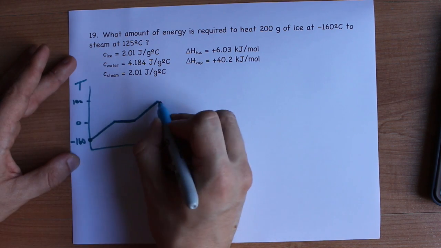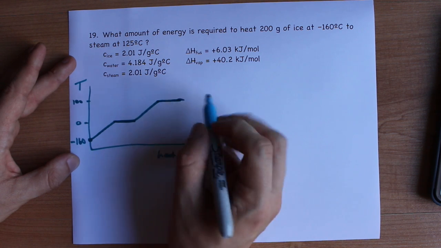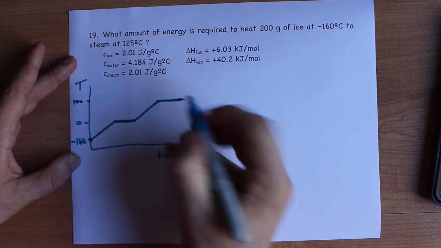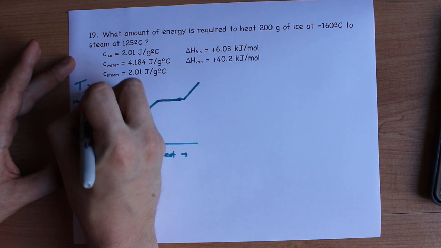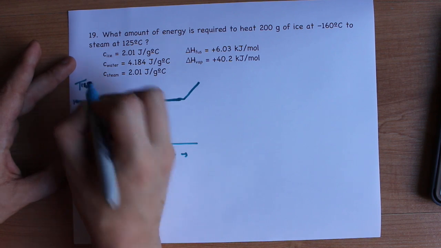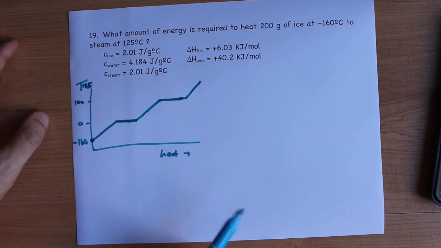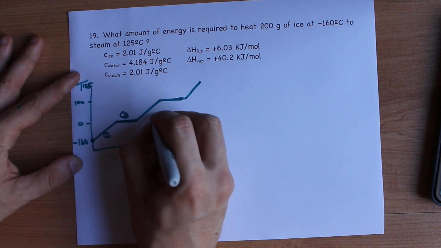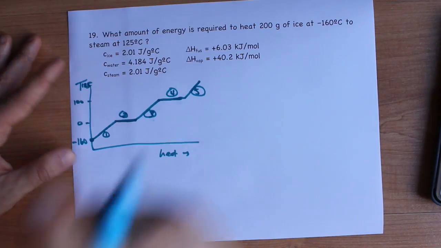But then you need to add heat to break the intermolecular forces, and you'll be left with steam at 100 degrees Celsius. You can heat the steam almost indefinitely, but in this case, we're only going up to 125 degrees Celsius. The total amount of energy required is the amount of energy required in this section, this section, this section, this section, and this section all combined.